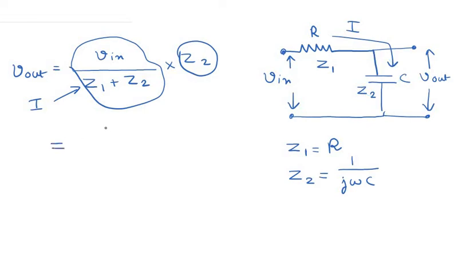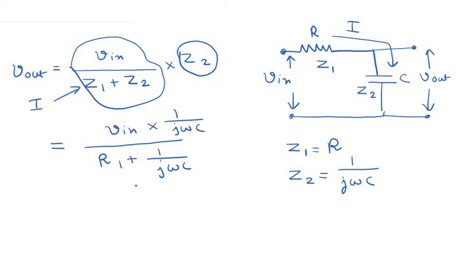So this is basically V in. Now Z1 is basically R, just as we stated. Z2 is 1 by j omega C here, and then we have another Z2 at the top, so this is again 1 divided by j omega C. So we just get V in divided by R j omega C plus 1. So we have multiplied both the numerator and the denominator with j omega C.